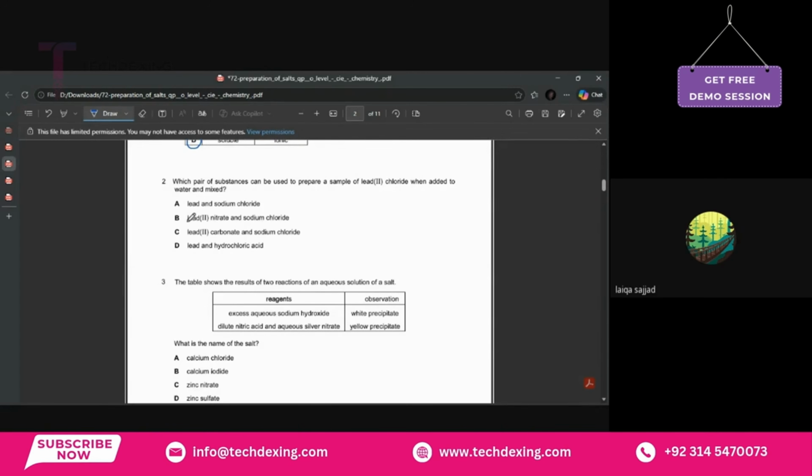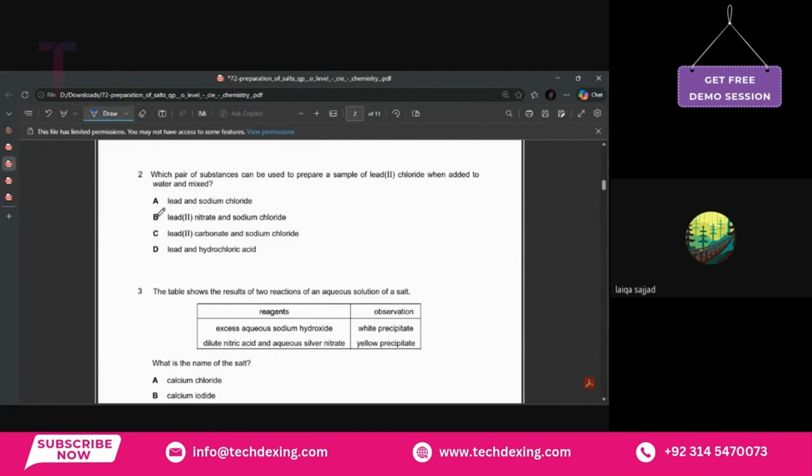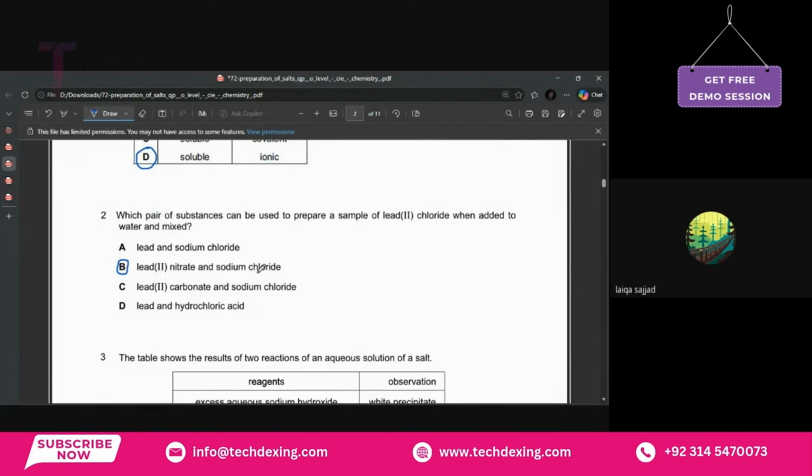Why not option A? Lead and sodium chloride. Because the lead metal does not react with sodium chloride solution. Very good, excellent.